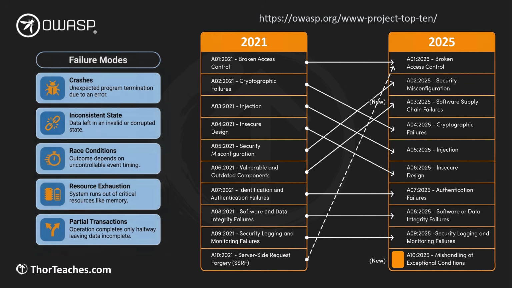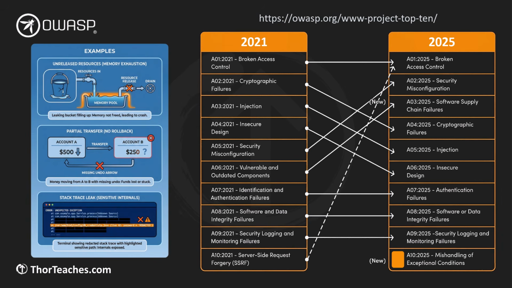leak sensitive details. Think about an upload feature that throws an exception but never frees resources until the server runs out of memory. Or a financial transaction that debits one account, then hits an error before crediting the other and doesn't roll back properly. Or error messages that print full stack traces and database details to the user, which an attacker can then use to make better exploits.